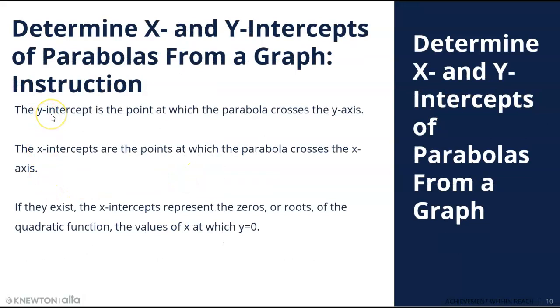Now the y-intercept is the point at which the parabola crosses the y-axis, and similarly the x-intercepts are the points at which the parabola crosses the x-axis. Now if they exist, the x-intercepts represent the zeros or roots of the quadratic function. That is the values of x at which y is equal to 0.